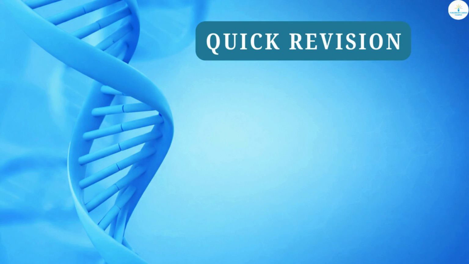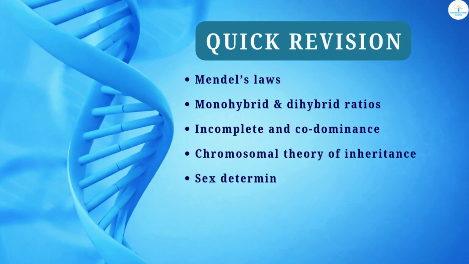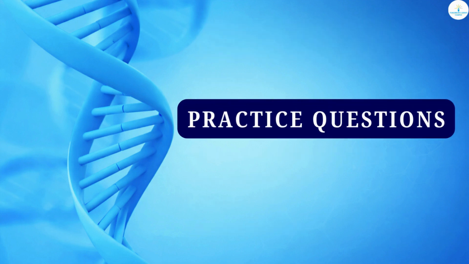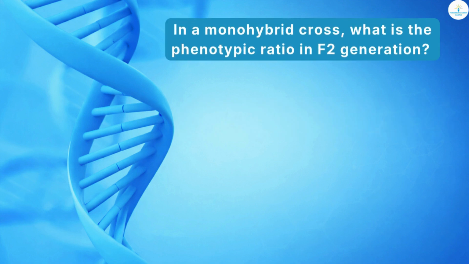Before your exam, make sure you remember these points: Mendel's laws, monohybrid and dihybrid ratios, incomplete and codominance, chromosomal theory of inheritance, sex determination, mutation, genetic disorders. Let's test your understanding with a quick question. Question 1. In a monohybrid cross, what is the phenotypic ratio in F2 generation?